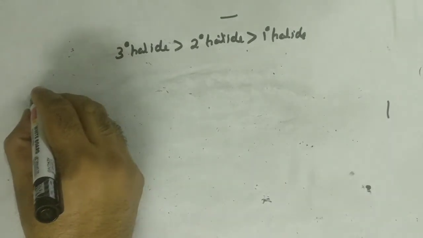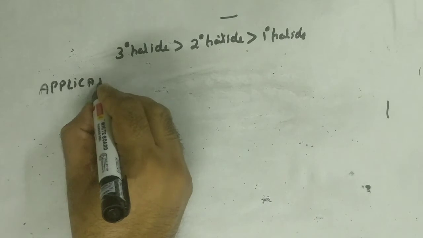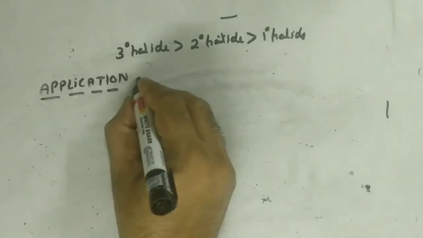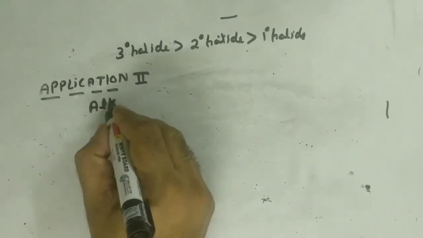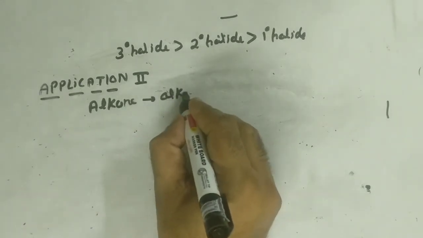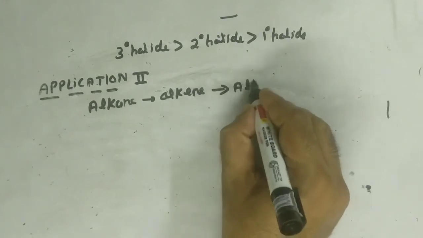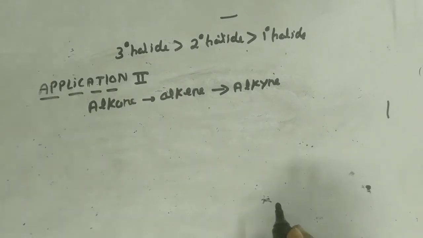Now let us discuss the second application of dehydrohalogenation reaction. In this we can convert an alkane into an alkene, single bond into double bond. I can convert alkene further into a carbon-carbon triple bond, into an alkyne. So I can make an alkane into alkene, and then alkene I can further convert into alkyne.